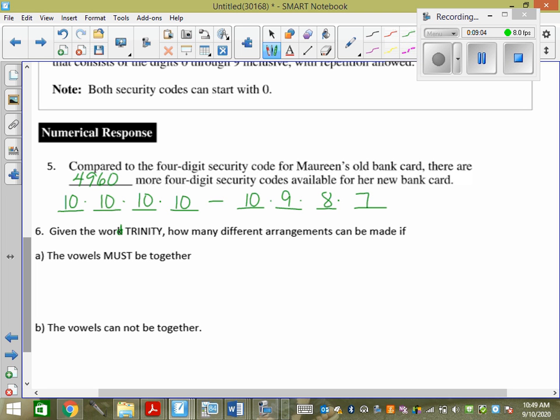Given the word Trinity, how many different arrangements can be made if the vowels must be together? So when we get a word, it's immediately permutation because order matters. Because if not, loop and pool would mean the same thing, and they don't, right? So we have the word Trinity. We need to write it out and stack. So that we stack for a reason. So T-R-I-N-I-T-Y.